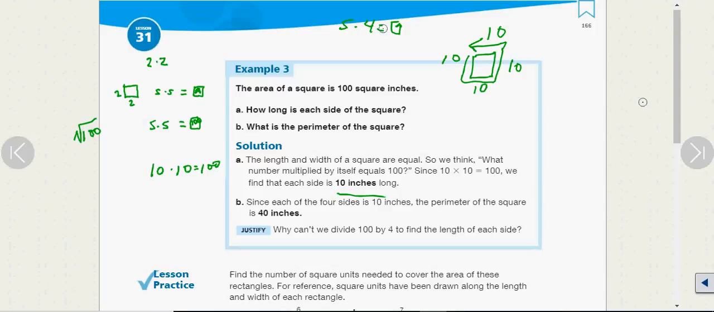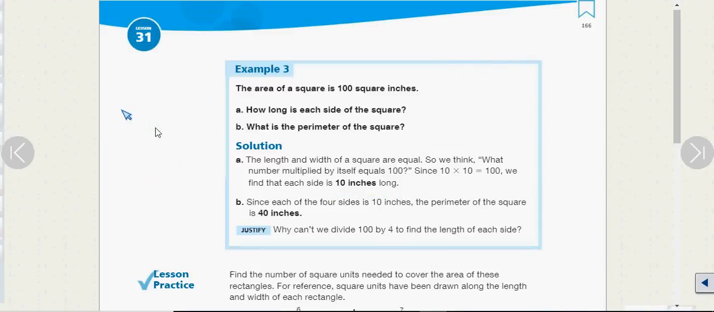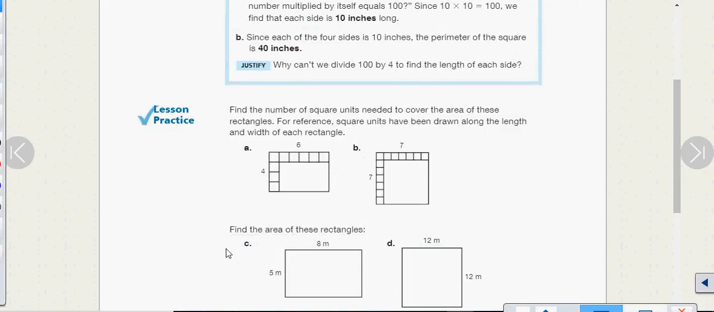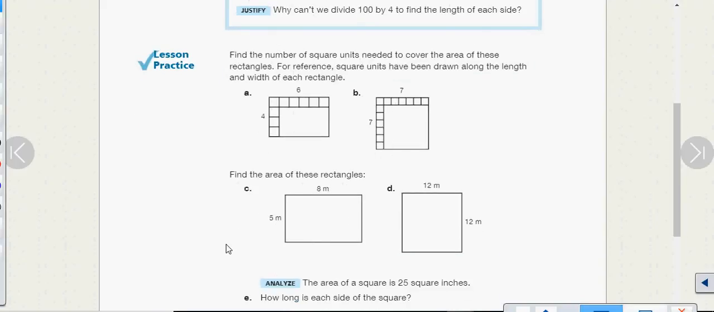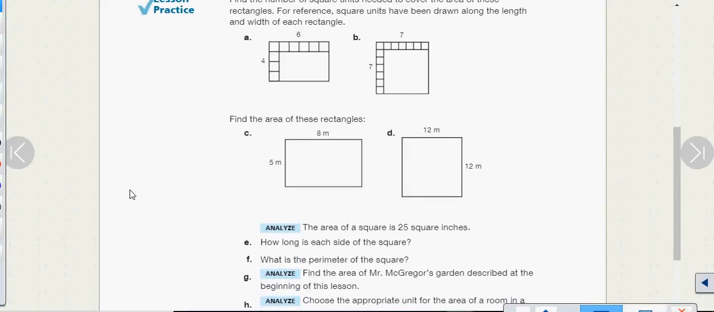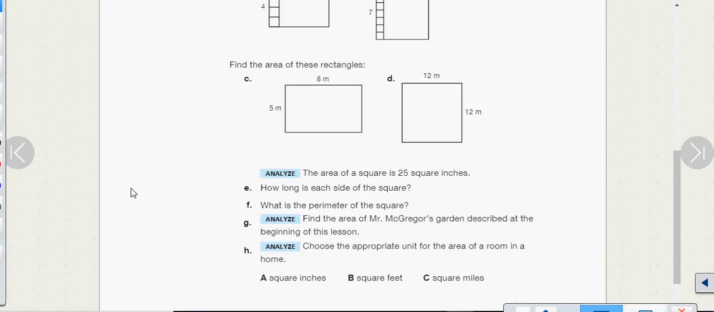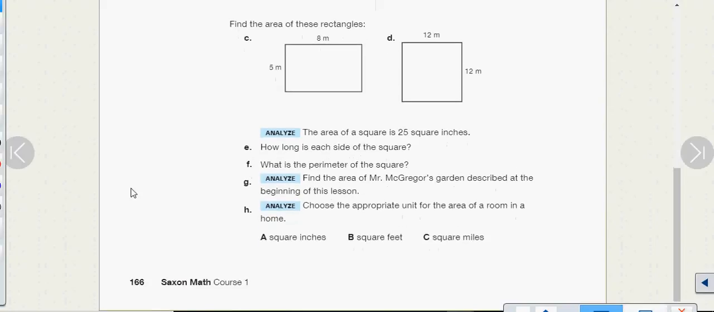Lesson practice. Find the number of square units needed to cover the area of these rectangles. Square units are there in A and B to help you visualize what the beginnings of filling this all would look like. So area of A and B. Let's do area of C and D. And then let's do E and F.